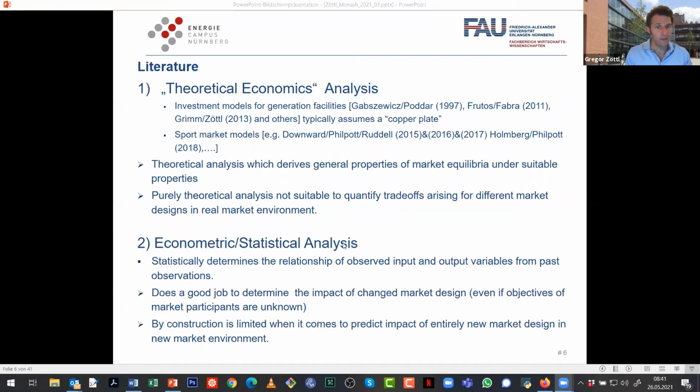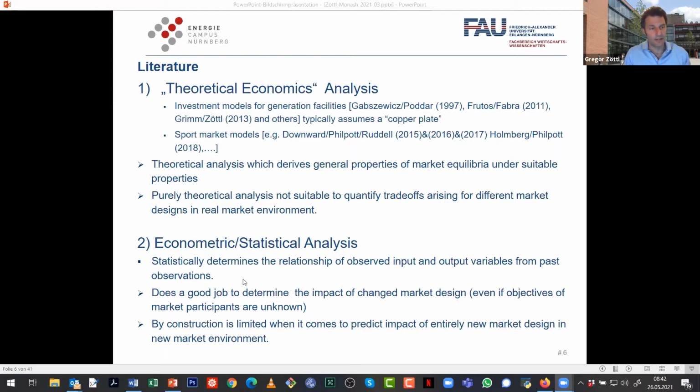discuss in a second. There are many other articles which rather come from an econometric, statistical perspective. They would use past observed market data, and by statistical econometric tools they typically do a very good job in determining the impact of changed market design. They don't even need to make assumptions regarding the objectives, profit maximization or utility maximization, of the different agents, since they observe the market fundamental data and also the outcomes, so they don't need to make modeling assumptions in this context.